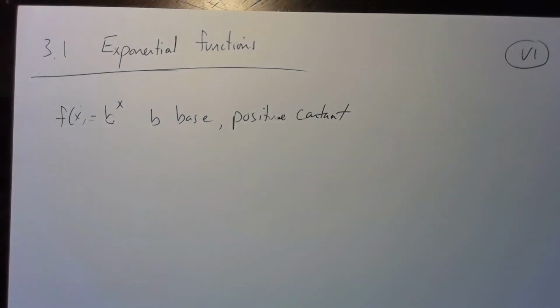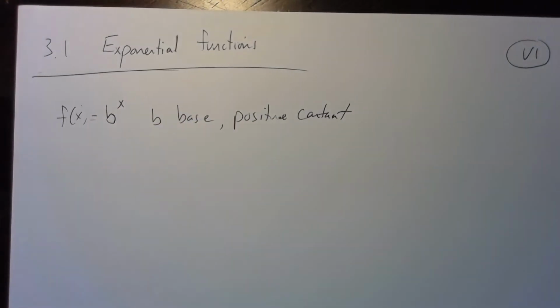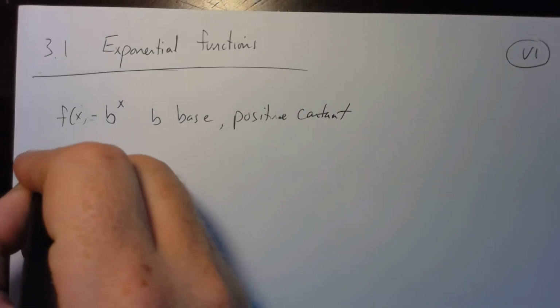The x value is again still your variable, so the important note in terms of an exponential function is that the variable is specifically in the exponent. If the variable is not in the exponent, then this is not actually an exponential function. So we can look at some examples of these.